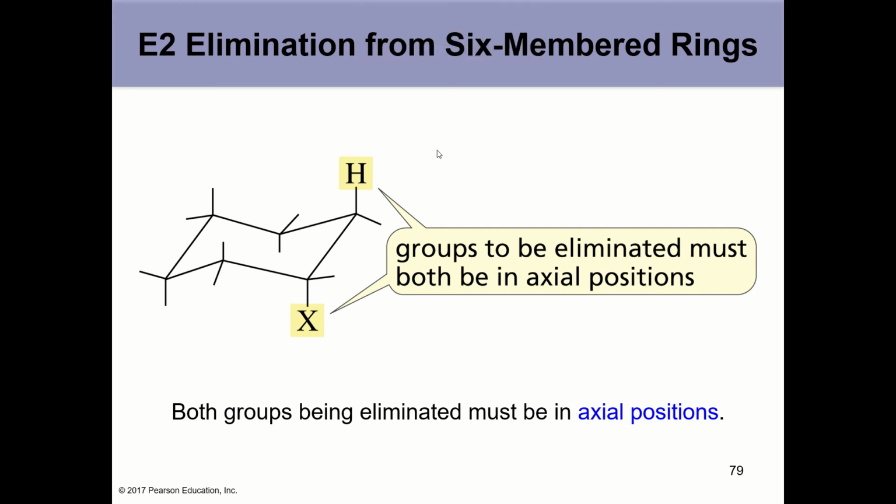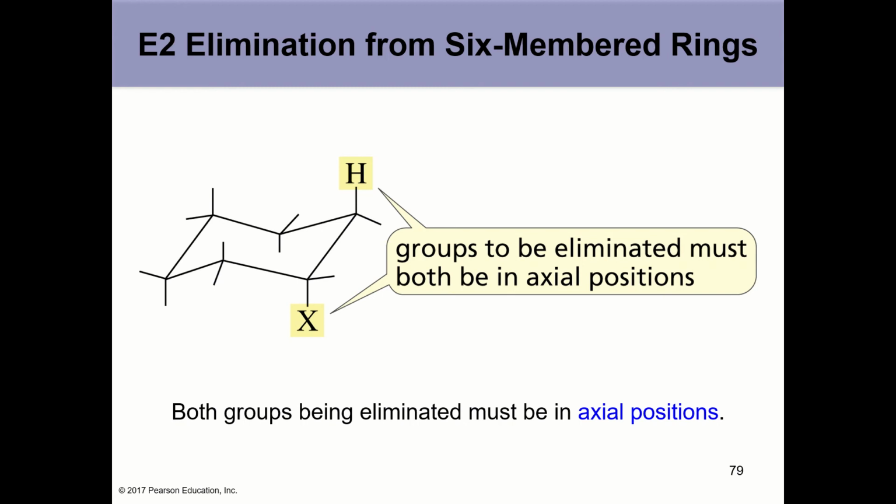E2 elimination from six-membered rings. So as I said, six-membered rings are going to be slightly different because they have a restricted amount of rotation. One rule that we need to follow with a six-membered ring is that in elimination, the hydrogen and the halogen must be in axial positions for the anti-elimination to occur.